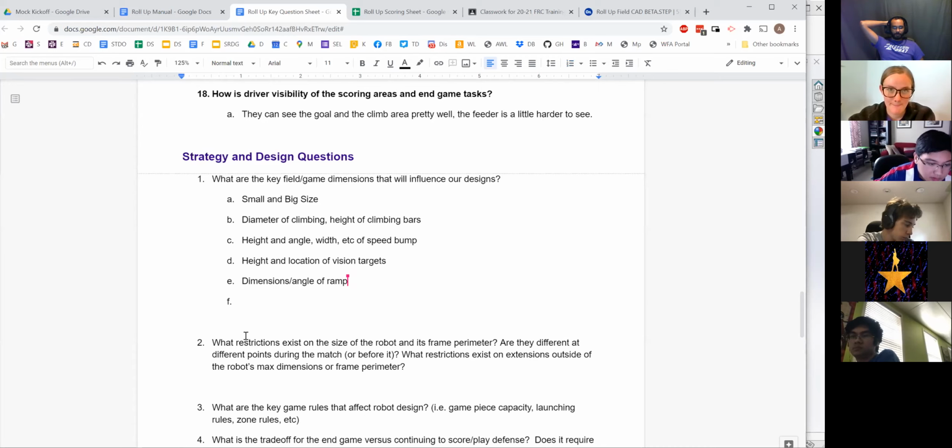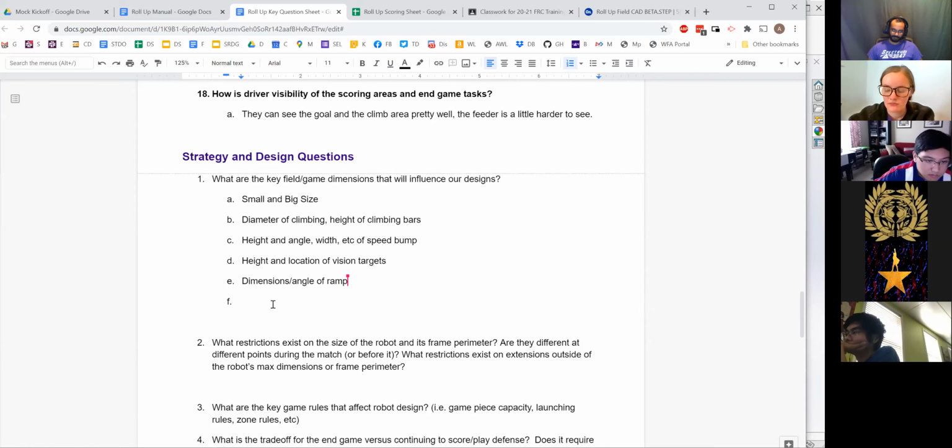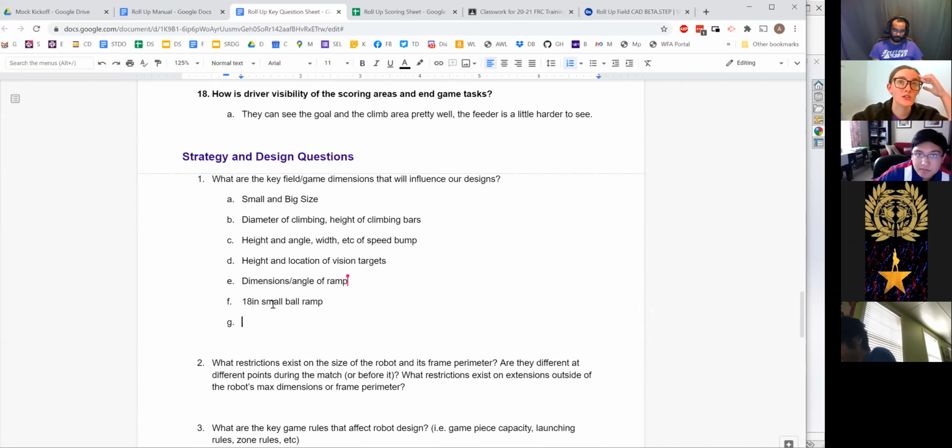Are there other ones? What are the other ones? Oh, the bigger one is the limit on small ball capacity. That's definitely a dimension that is part of the game dimensions. So the 18-inch height cap for small balls is definitely a weird one. The 36-inch line on the side of the quarter pipe for your climb to get your bumpers up. Yeah, 36-inch climbing line.